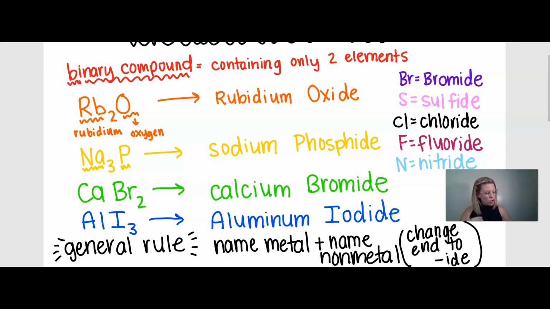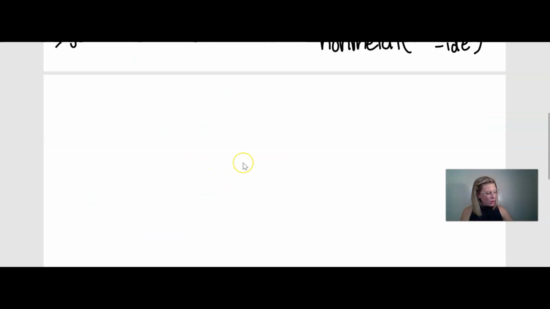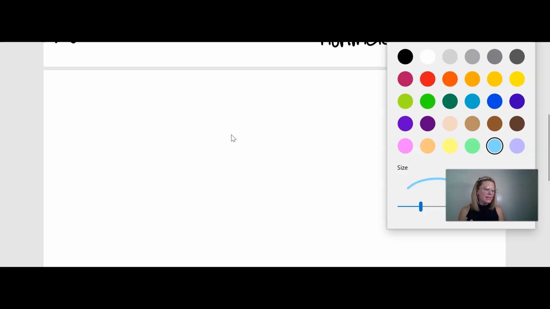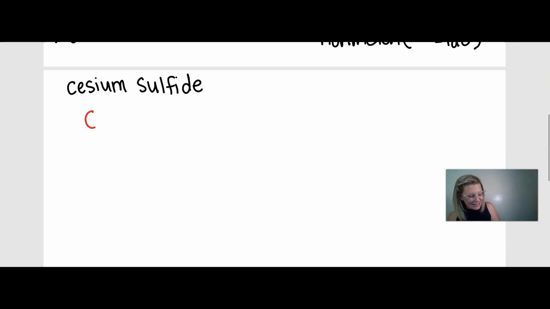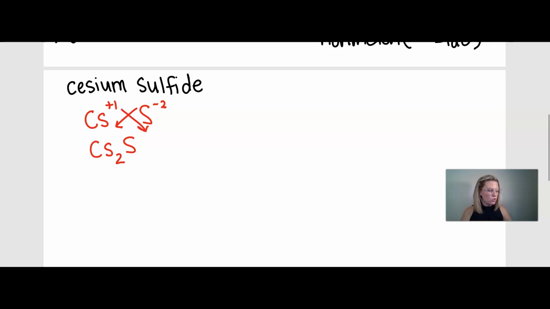Now, you should also be comfortable with going from name to formula, which is where that crisscross rule really comes into play. For example, if I gave you the name cesium sulfide, you should be able to get the chemical formula. Cesium is Cs, which is a +1. Sulfur is S, which forms a -2. And if we criss and we cross, our formula becomes Cs2S.